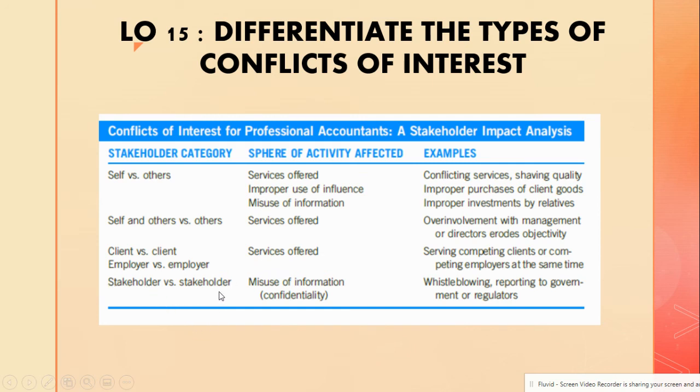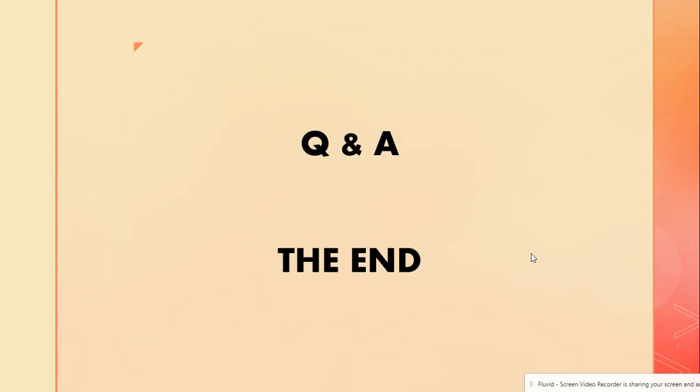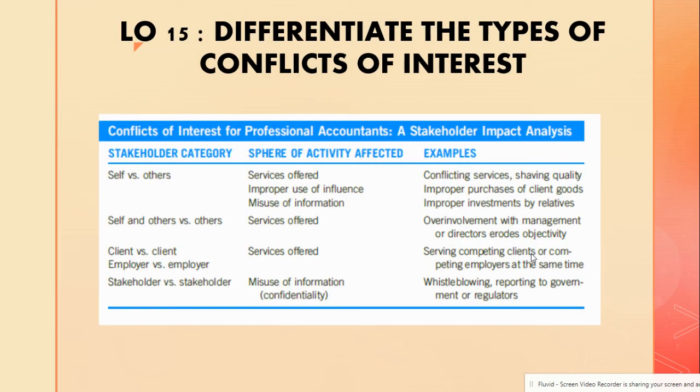So stakeholder versus stakeholder: misuse of information, confidentiality, whistleblowing, reporting to government or regulators. Okay. So basically that's all for chapter 4. Okay.